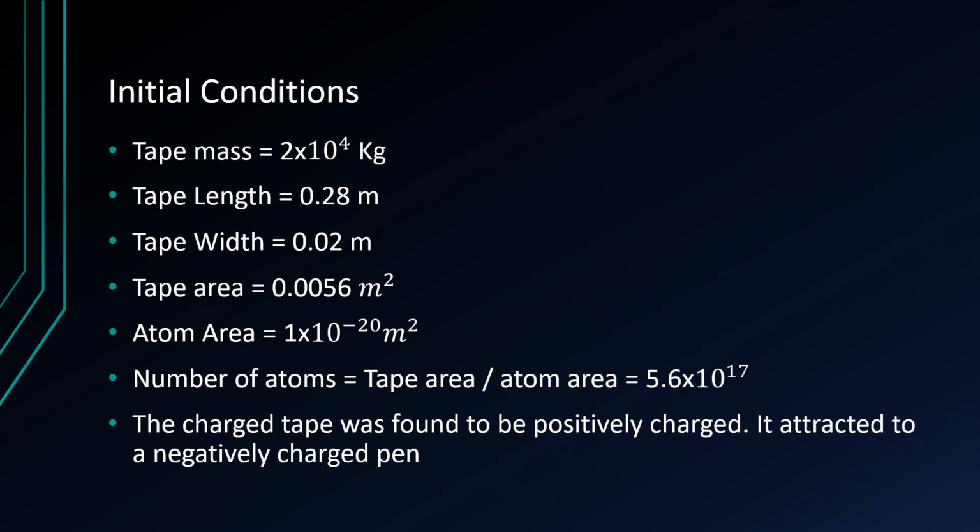Initial conditions for this experiment were the mass of the tape, determined to be 2 times 10 to the power of 4 kgs. The length of the tape was 0.28 meters. Tape width was 0.02 meters. The tape area, which is this length times width, is this much. We also find the area of the atom. The number of atoms is just tape area over atom area, which we found to be this much.